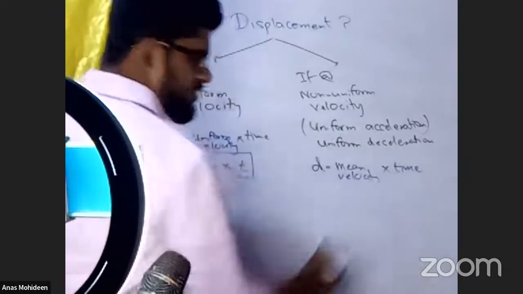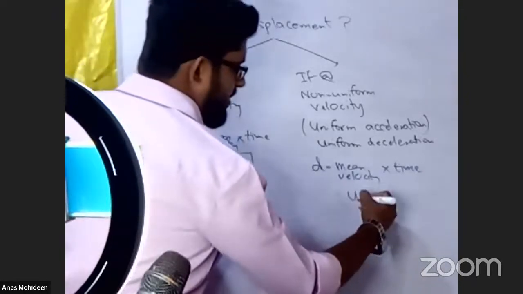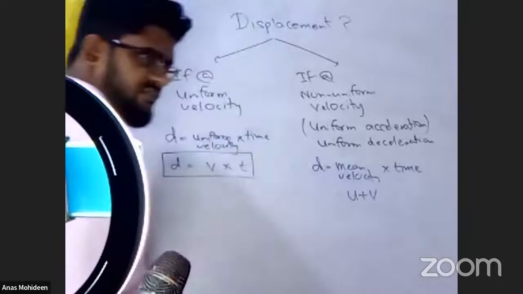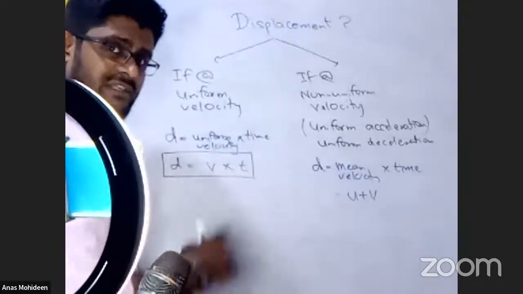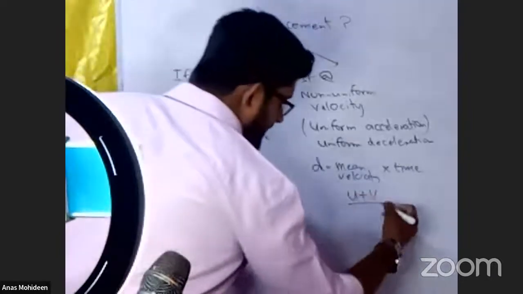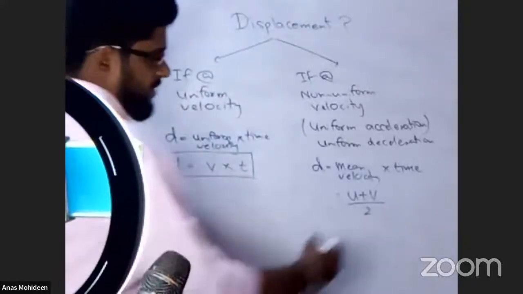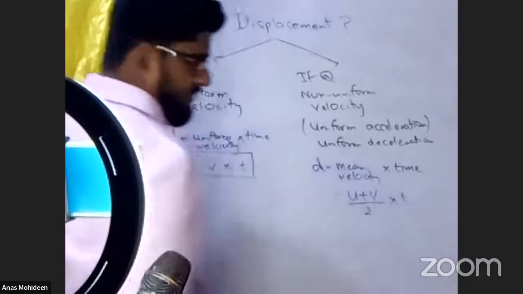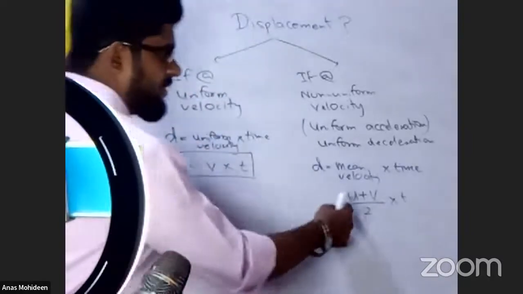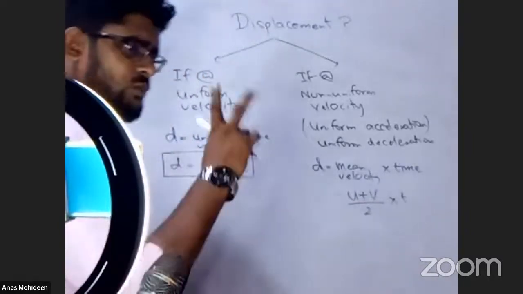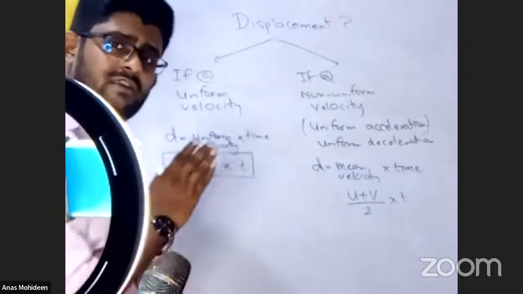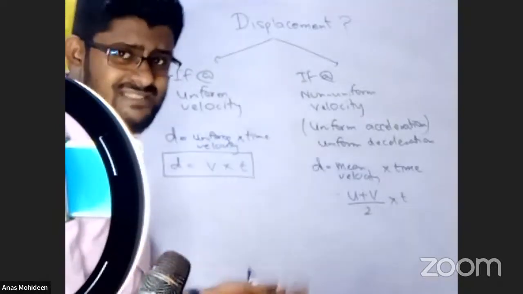So what is mean velocity? Starting velocity u plus final velocity v. I'm adding both velocities, u plus v, and I'm going to divide it by 2. So u plus v divided by 2 and multiplied by the time taken. Why do we divide this by 2? Because there are two velocities, guys, that we are using. One is the starting velocity. The other one is the final velocity.